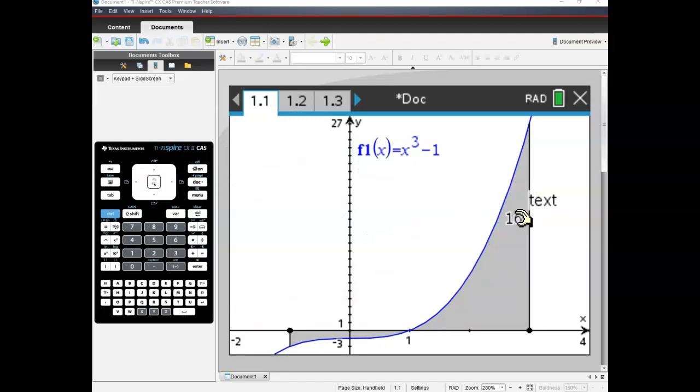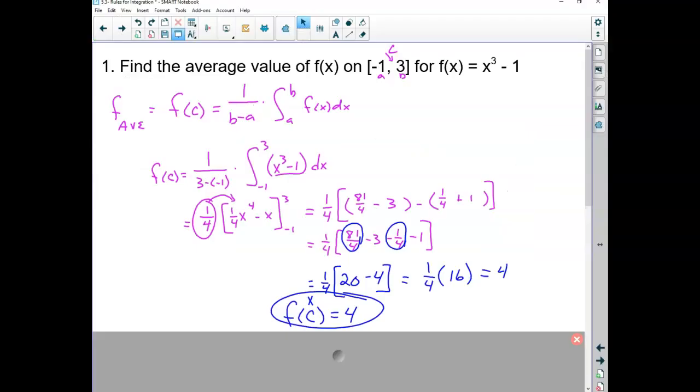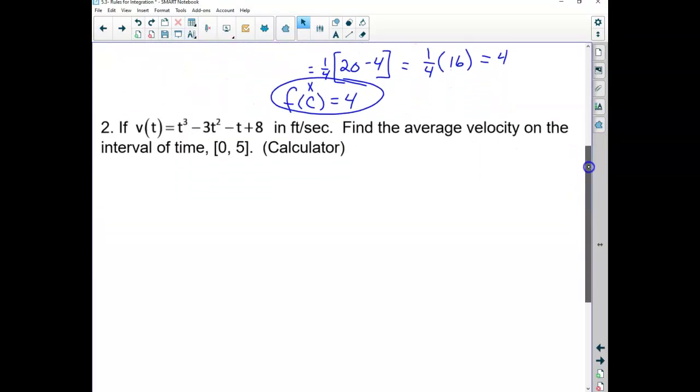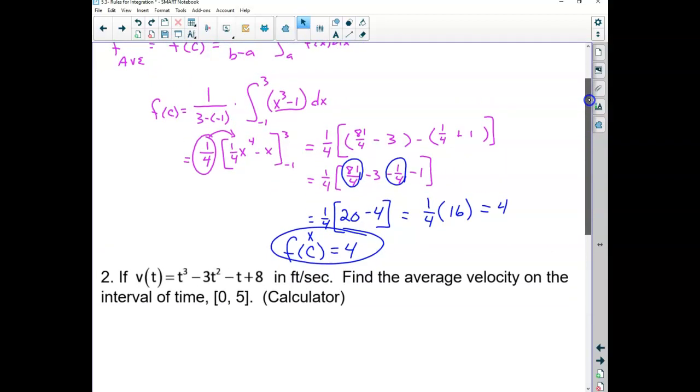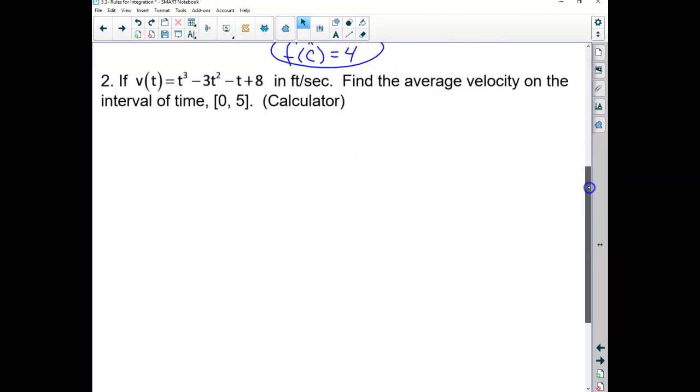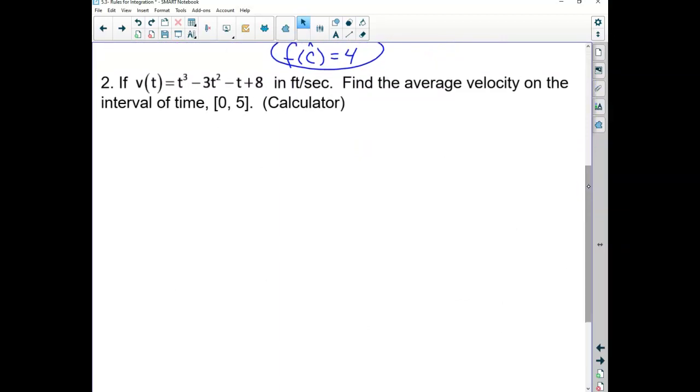Well, your next question is probably, well, that's all great, okay? How are we going to use it? Well, we're going to use it on one more application problem here. And notice that was a non-calculator problem that I just did. Let's say v of t equals t cubed minus 3t squared minus t plus 8 in feet per second, find the average velocity on the interval of time from 0 to 5. And they're saying, hey, this is a calculator active problem. Well, that's really nice, okay? That's great because I know my calculator will do all this math for me.